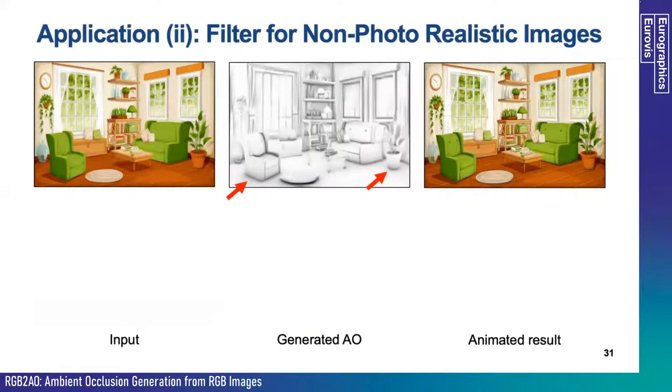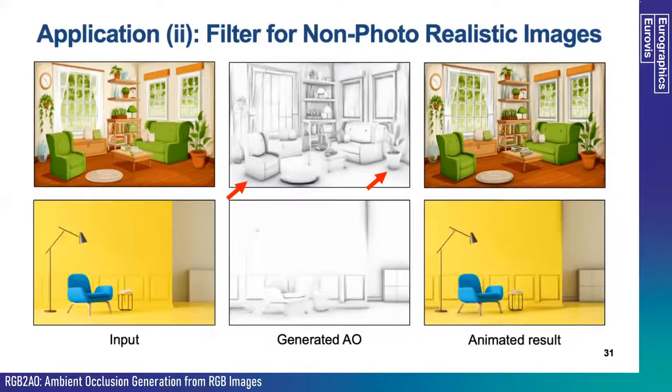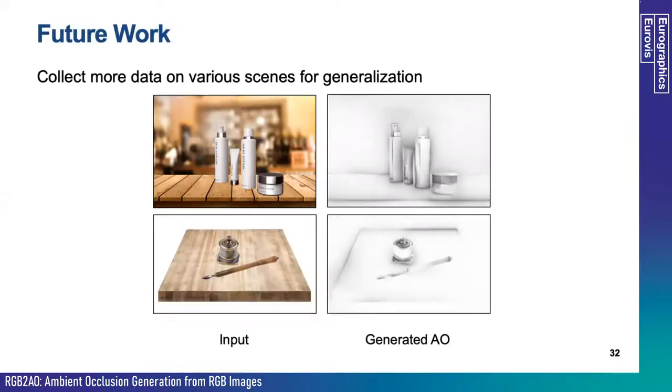Our filter is also applicable to non-photorealistic image. We can see that AO is correctly generated for common objects such as sofa and potted plants. This is another example. As a future work, we are interested in collecting more diverse data since our AO generation model sometimes fails on objects from unseen categories as shown in these figures.